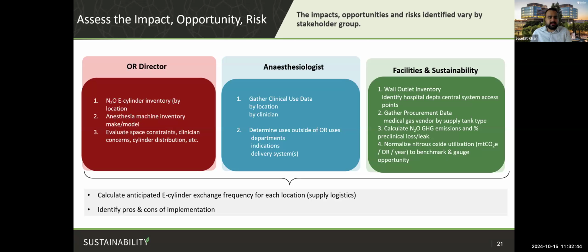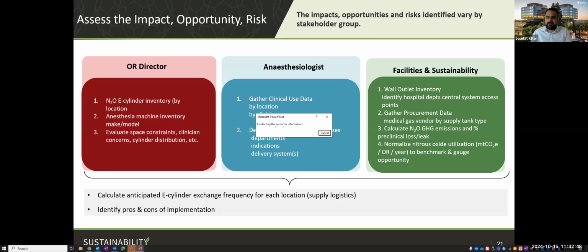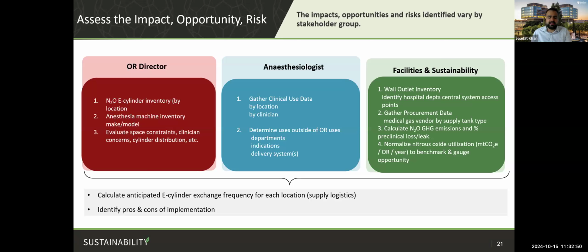And then evaluating space constraints goes hand in hand between facility sustainability and also the OR director. We want to make sure that we're not going into sensitive spaces, or taking up more space than what the OR team is comfortable with sharing to store any backup clinical use e-cylinders.